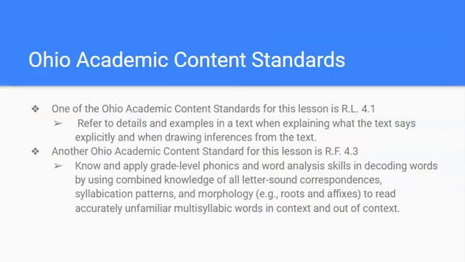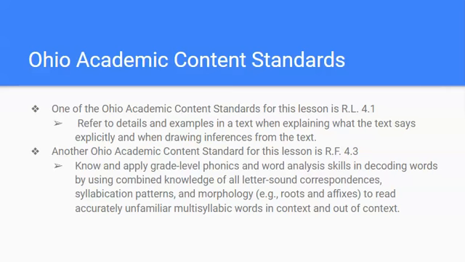Now, the Ohio Academic Content Standards that this lesson follows are, of course, the social studies standard that is a part of this whole unit, and another in Reading Language Arts 4.1. This standard says that students should refer to details and examples in a text when explaining what the text says explicitly and when drawing inferences from the text.